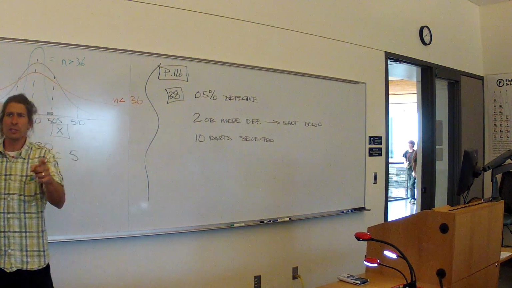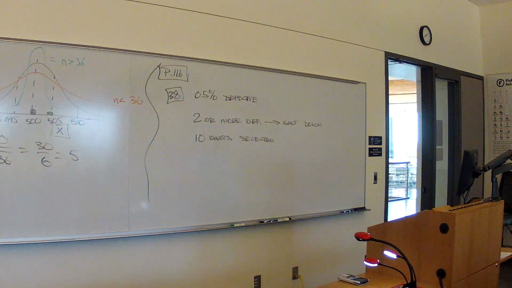This machine makes parts. How many parts does this machine make? What do you think? Guess. Millions. Lots. Tens of thousands, if not hundreds of thousands, if not lots. Then why would they shut down over two?